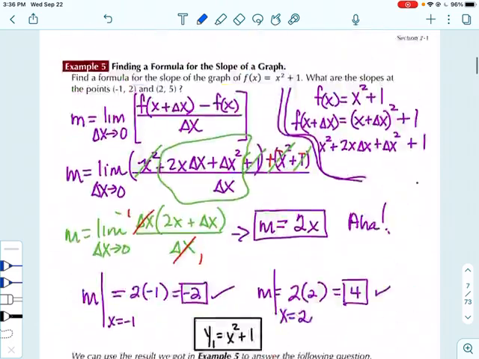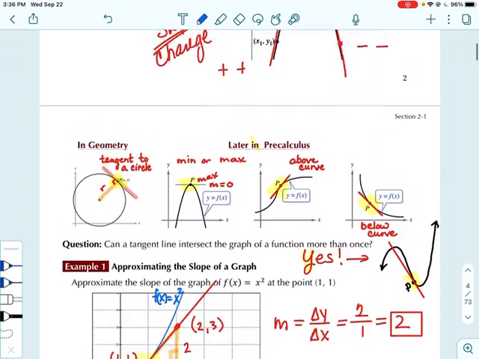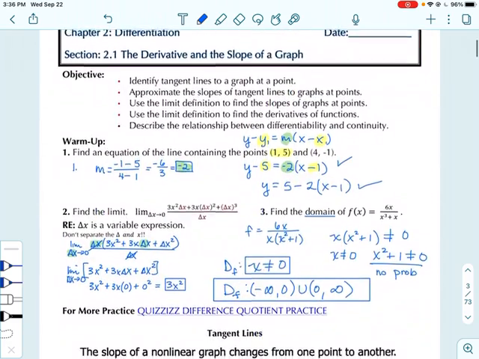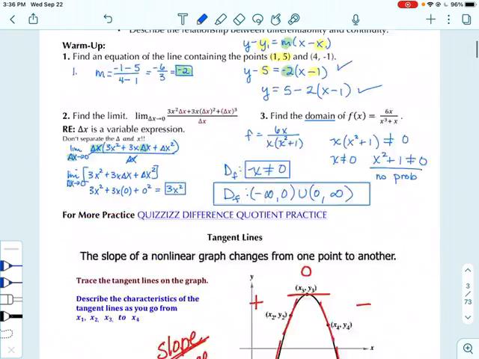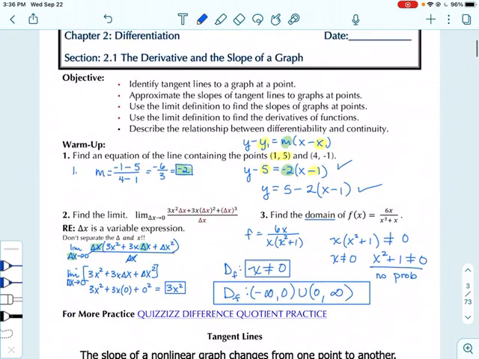Let me flip back. For rates of change, for the derivative, the derivative and the slope of a graph.